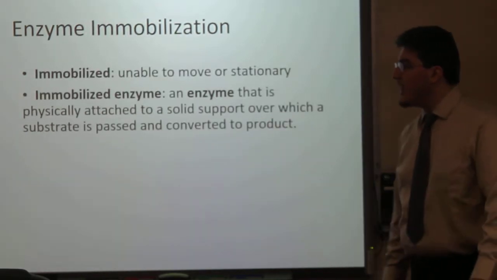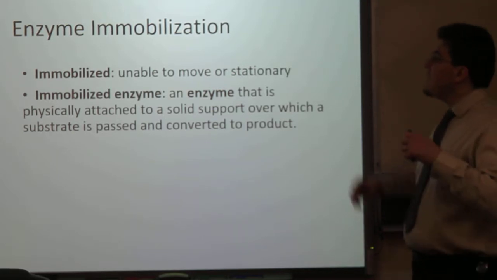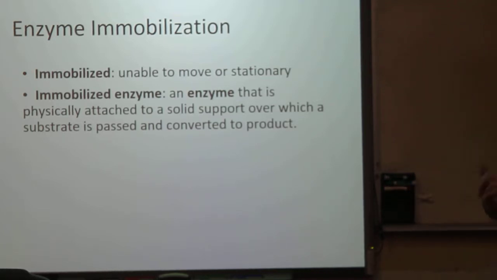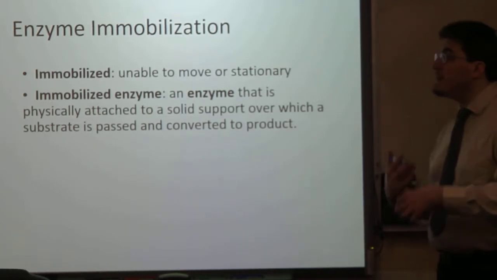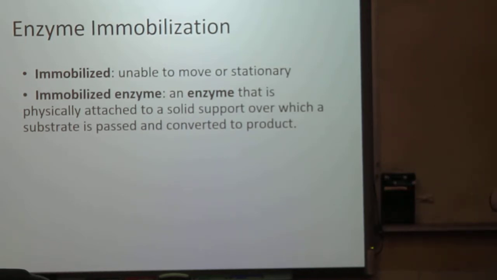Let's talk about enzyme immobilization, the last topic in Unit 1. An immobilized enzyme. Immobilized is unable to move, or stationary. An immobilized enzyme is an enzyme that is physically attached to a solid support over which a substrate is passed to be converted into product.